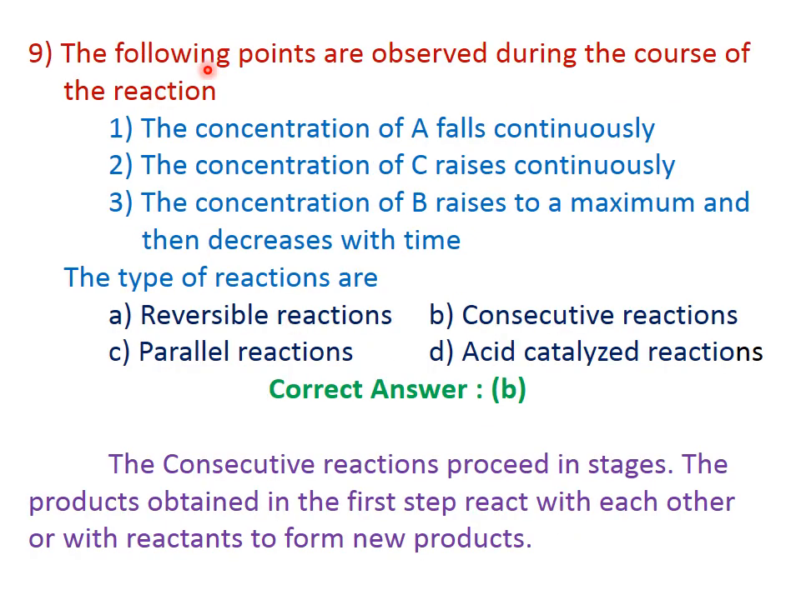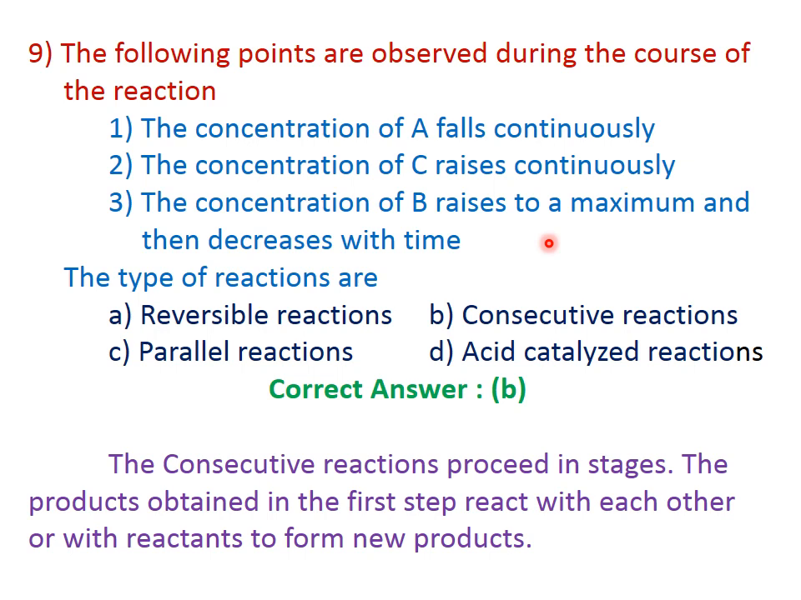Question number 9. The following points are observed during this course of the reaction. The concentration of A falls continuously. A னுடைய concentration குறைஞ்சிட்டே இருக்கு. The concentration of C rises continuously. C னுடைய concentration increase ஆயிட்டே இருக்கு. The concentration of B rises to a maximum and then decreases. Concentration of B வந்து ஒரு maximum levelக்கு போய் and decrease ஆகுது.